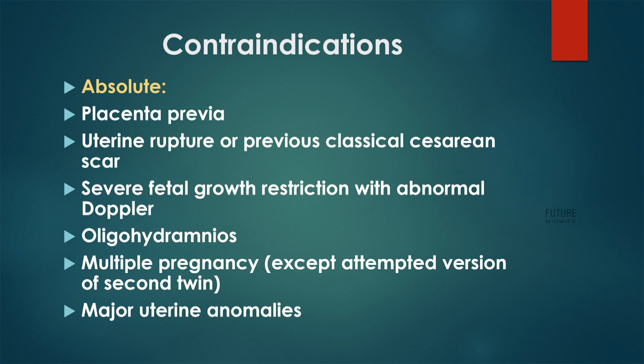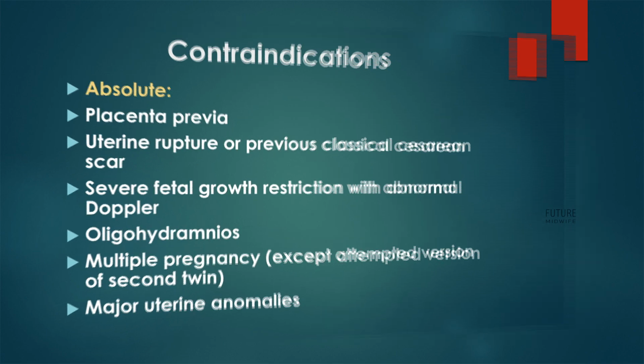Next will be the contraindications. Contraindications can be divided into two, that is absolute and relative. We'll see the absolute contraindications. These are placenta previa, uterine rupture or previous classical cesarean scar, severe fetal growth restriction with abnormal Doppler, oligohydramnios, multiple pregnancy and major uterine anomalies.